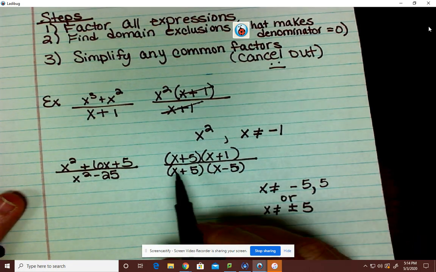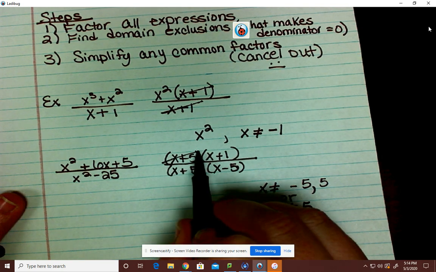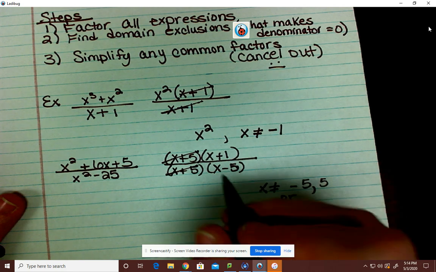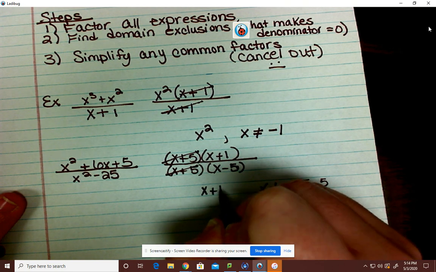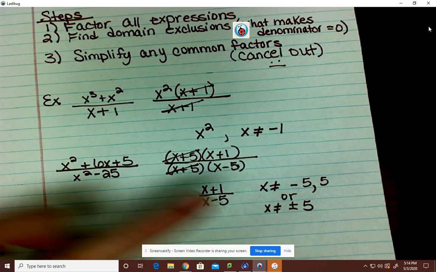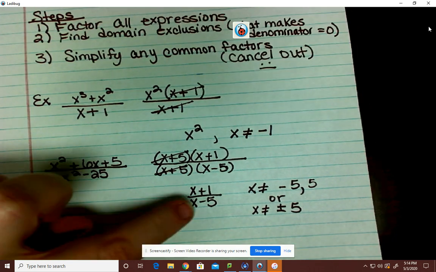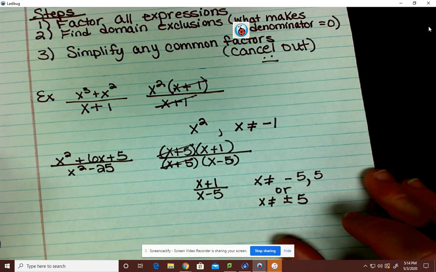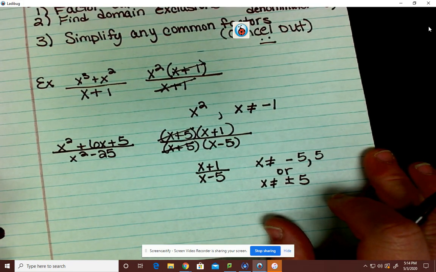All right, then simplify. So we have an x plus 5 and an x plus 5, so we can simplify or cross those out, and we're left with x plus 1 over x minus 5. Meaning besides 5 or -5, anything I plug in here will give me the same thing as what I plug in here. A more simplified way to look at it. All right, let's look at a couple more.